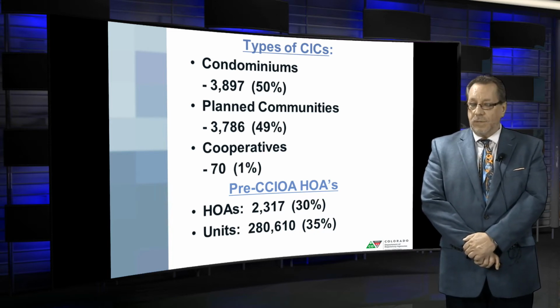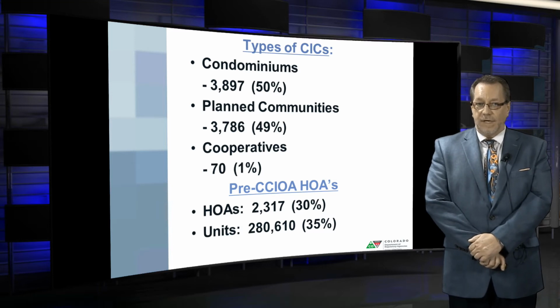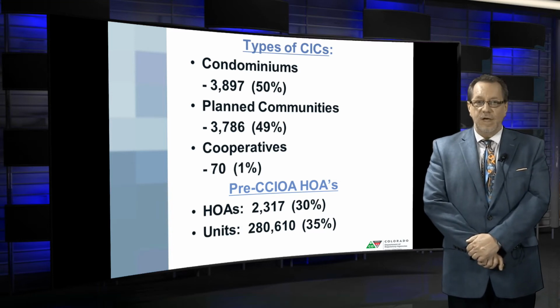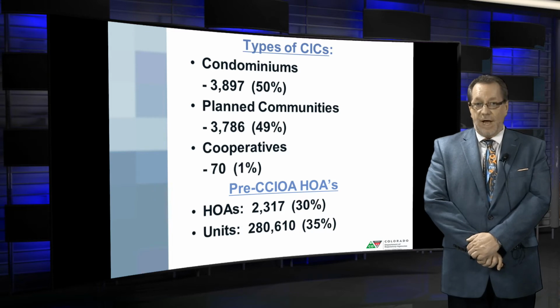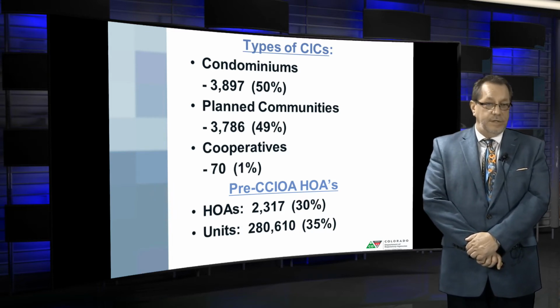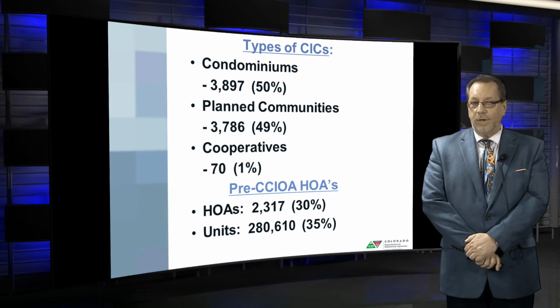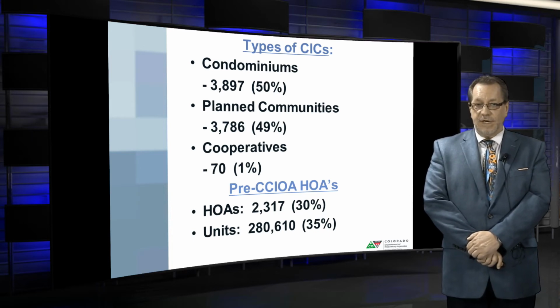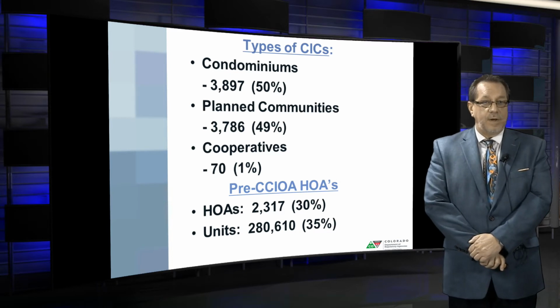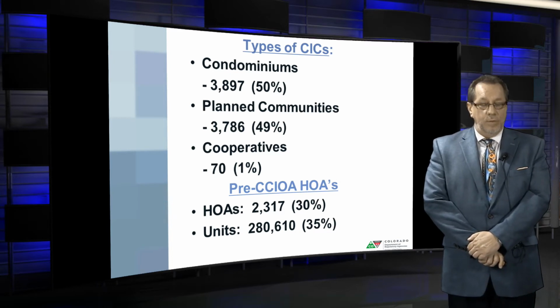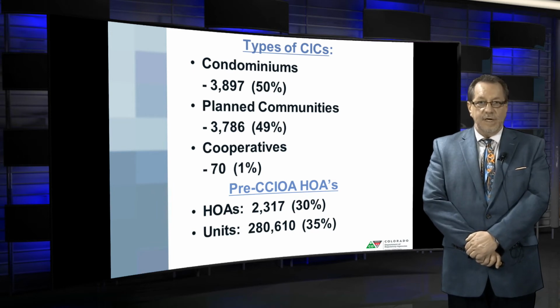Types of common interest communities that we have: condominiums and planned communities. You can see they're pretty close as far as the numbers of those projects. And then we have what are called pre-Kiowa HOAs, which are included in those large numbers. Pre-Kiowa HOAs are those that were established and incorporated prior to July 1st, 1992. Kiowa is the Colorado Common Interest Ownership Act, which is a law that kicked in on July 1st, 1992.